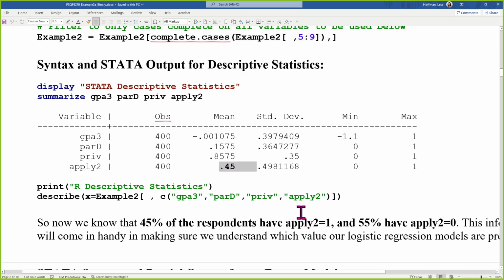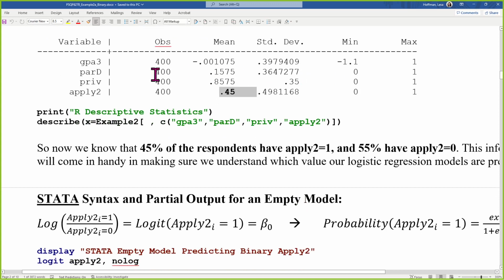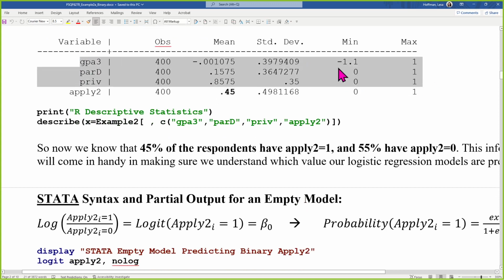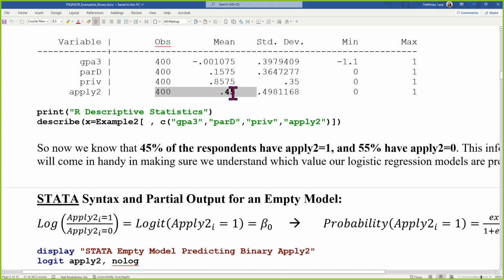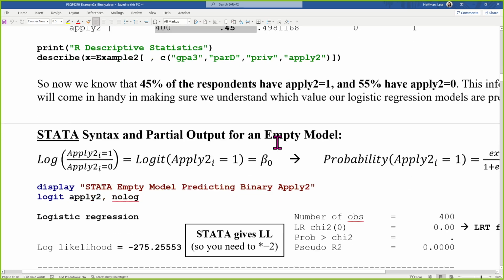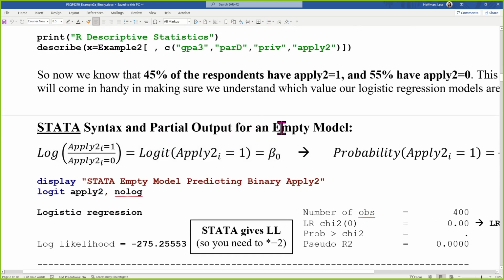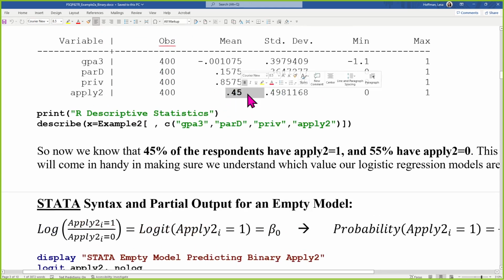So here's the range of the variables that I have. The 3 predictors here, 2 are binary, 1 is continuous GPA. And then apply 2 is the binary 0-1 outcome with a mean of 0.45. So that tells me that 45% of the respondents have a 1 and 55% have a 0. That means that the first model that I'm going to have here, empty model, better give me this probability back. If the empty model gives me something other than this, either there's some problem with my data or it's going backwards.